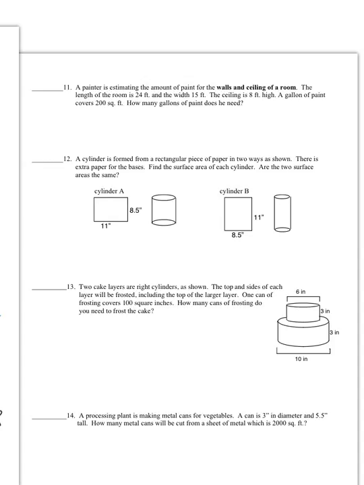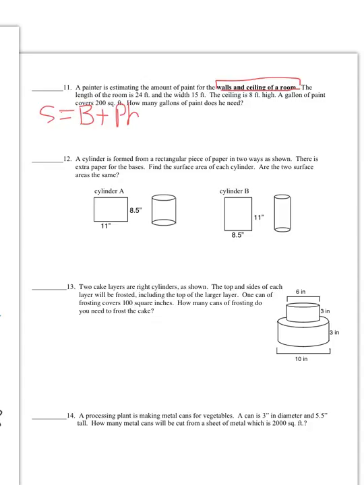Now notice in this particular problem, the painter says that the walls and the ceiling of the room are going to be painted. So if we use our original formula, which is surface area of our prism is equal to 2B plus PH, we only need 1 B because we're not doing the floor. So that surface area formula is going to be S equals B plus PH.